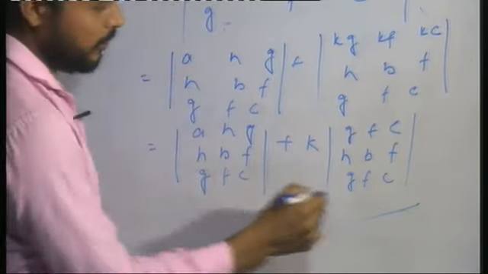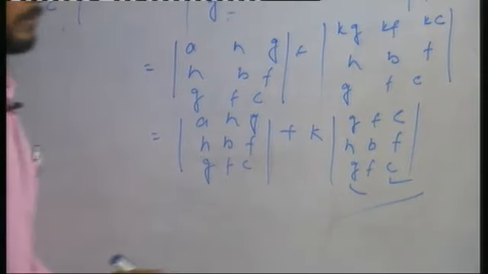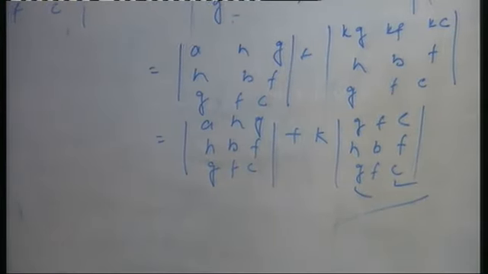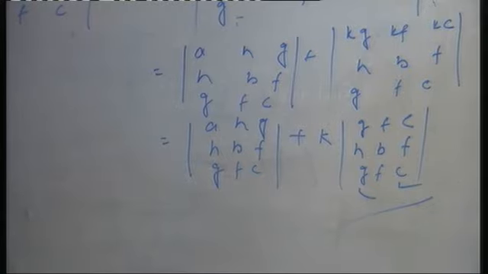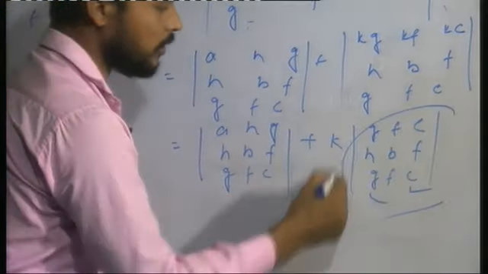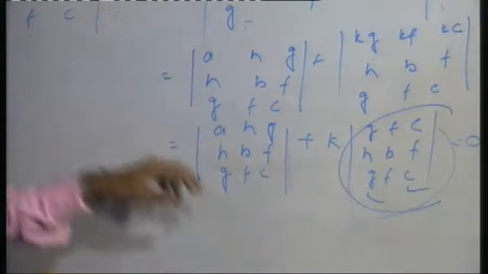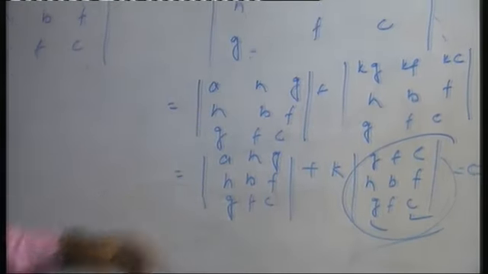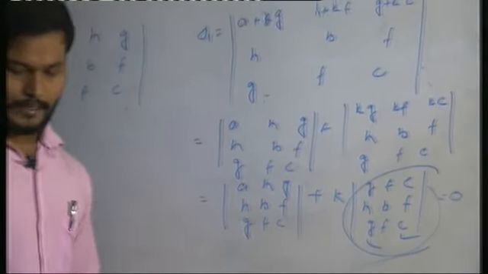Now for the second determinant, the first row and the third row are identical. So we know that if any two rows or columns of a determinant are identical, then the value of the determinant is equal to 0. So the value of this determinant is equal to the value of the original determinant.